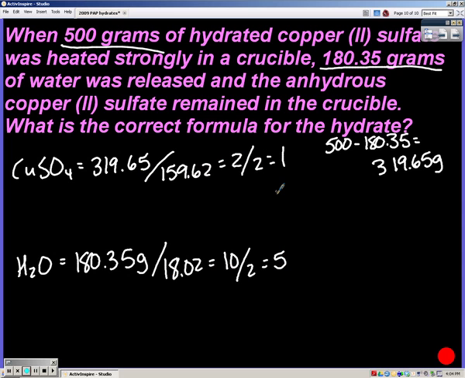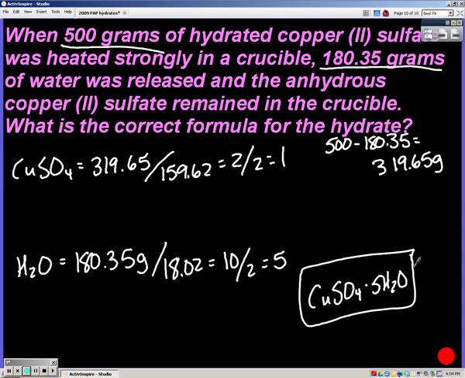And so our formula is CuSO4 with 5 H2Os, or copper 2 sulfate pentahydrate. And that concludes this video.